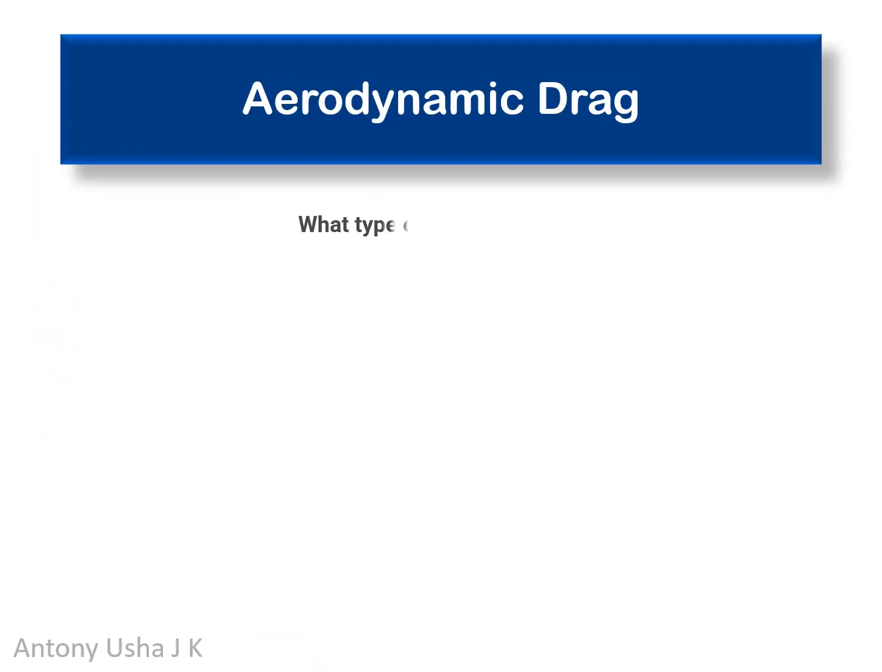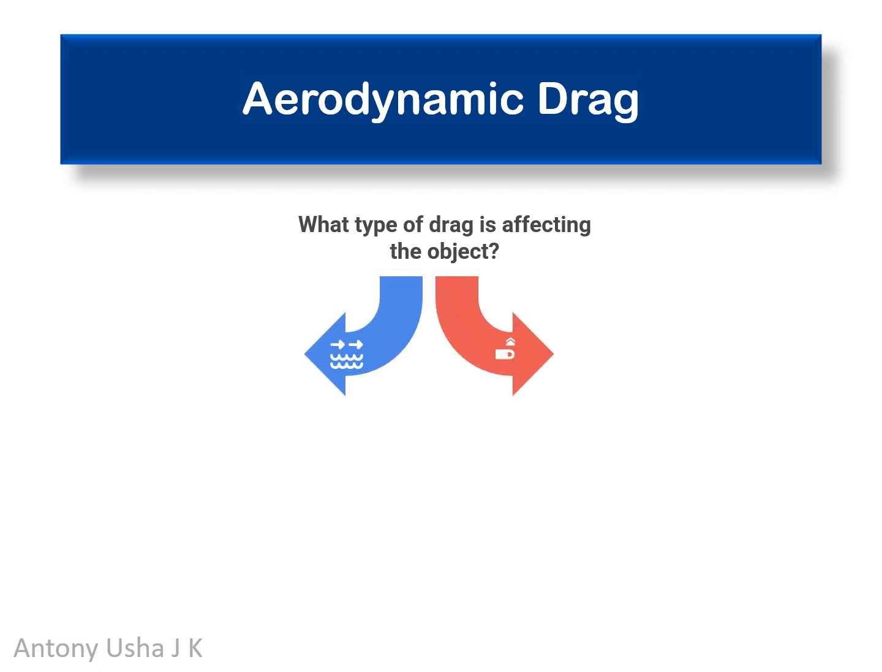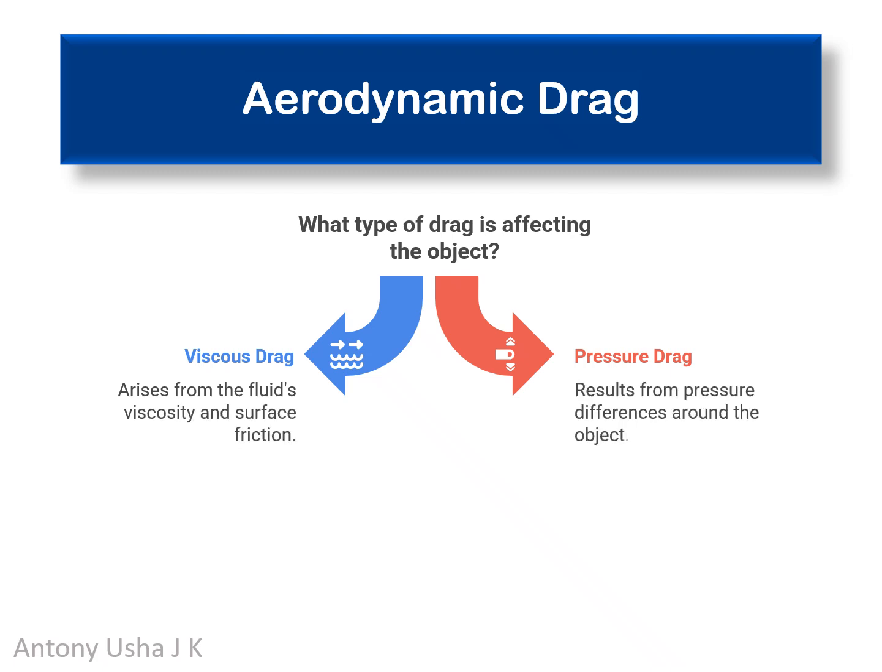Aerodynamic drag. Aerodynamic drag is the resistance an object faces as it moves through air. Here, what type of drag is affecting the object? They are viscous drag and pressure drag, commonly. Viscous drag arises from the fluid's viscosity and the surface friction, whereas pressure drag results from pressure differences around the object. Engineers work to minimize drag through sleek designs and smart materials. Reducing the drag means faster, smoother and more efficient flight. So we are working on it.